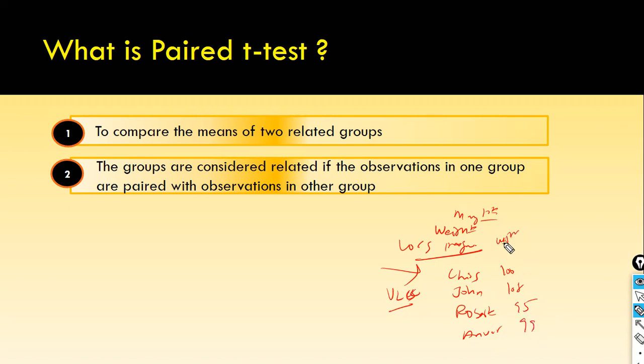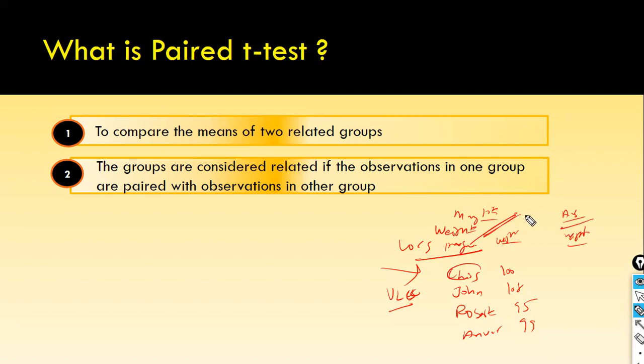Weight. They are undergoing a rigorous program of 3 or 4 months, May, June, July, August. Let's say it's August now. Again, they measure the weight. After 3 months of proper diet and exercise, they measure their weight. In this case, the samples are dependent. It is not independent.